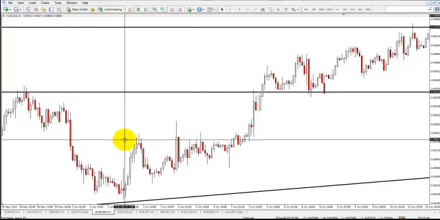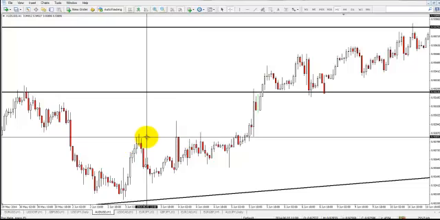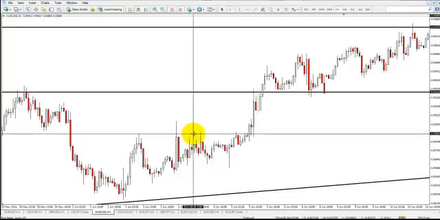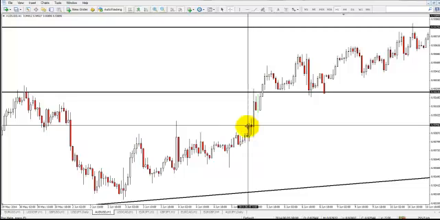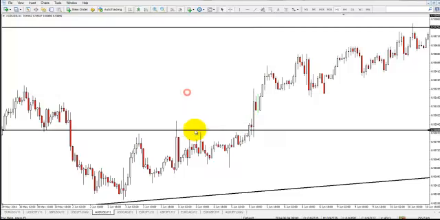But look at this. This had resistance, so it kind of ceilings out, but then here you have the breakout, clear down here.